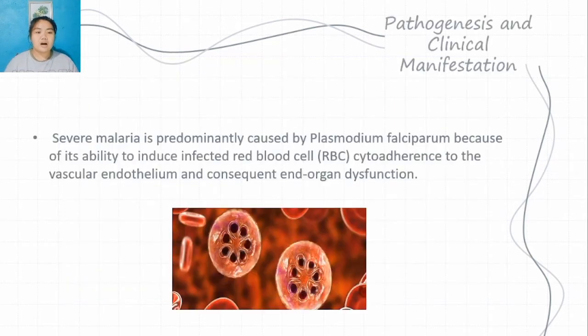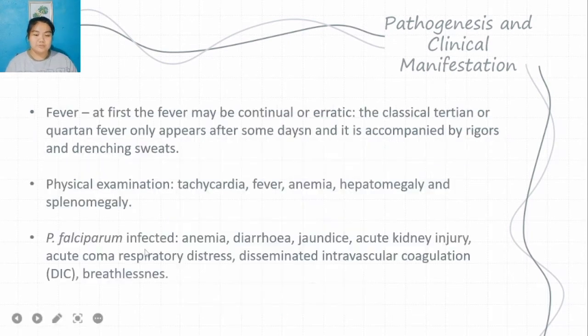So next is the pathogenesis and clinical manifestations. Severe malaria is predominantly caused by Plasmodium falciparum because of its ability to induce infected red blood cells, or RBC, cytoadherence to the vascular endothelium and consequent end organ dysfunction. So here in the picture, it shows the infected red blood cells.